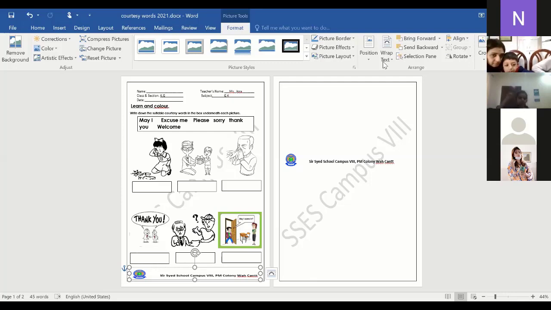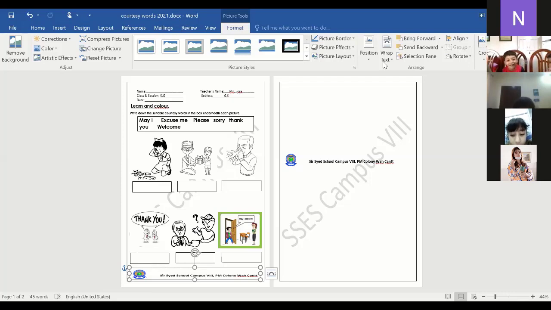Okay, in today's worksheet, you can see there are a few pictures. There is a word bank, okay, and there are some empty boxes. What you're going to do is write down the suitable courtesy words in the box underneath each picture. At the top there is a box called your word bank, and we have typed all the courtesy words in it. You are going to select the right courtesy word and write it underneath the suitable picture. So we're going to do it together.